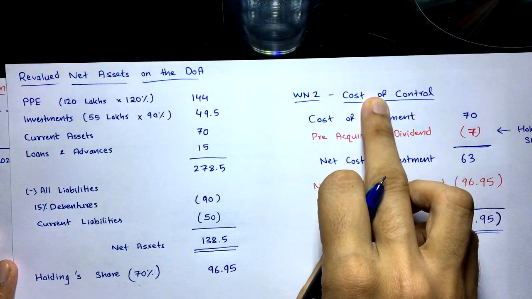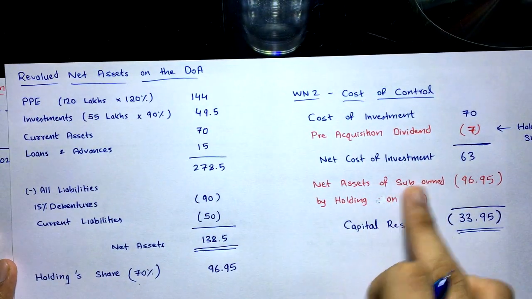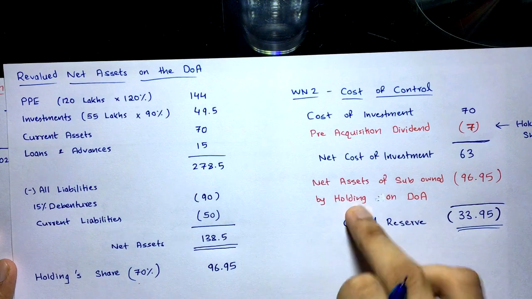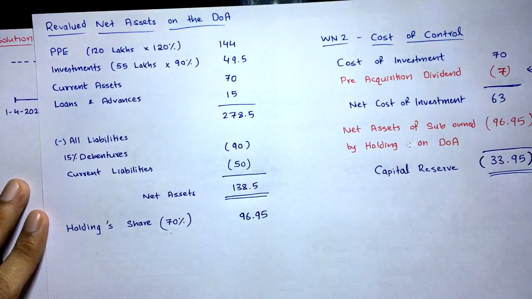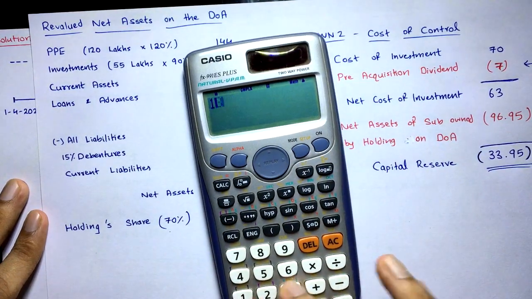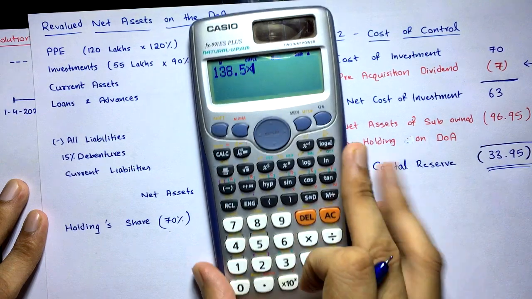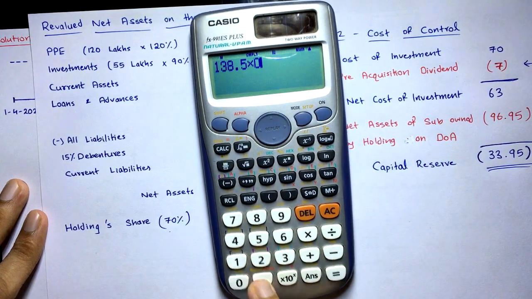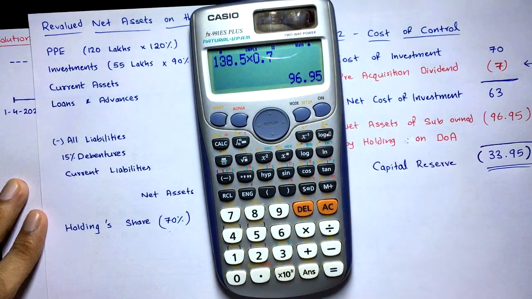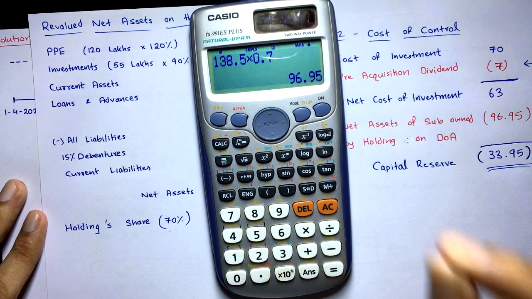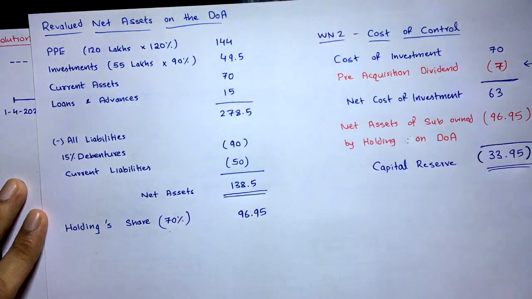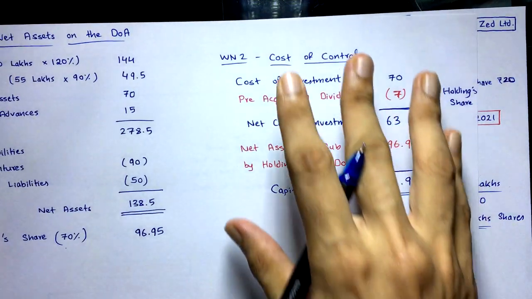But in cost of control, what do you take? Net assets of subsidiary owned by the holding company only. So of this 138.5, you will only take 70%, 0.70. That's equal to 96 lakh 95,000. Yes, that's the holding share. And then you will do the cost of control.